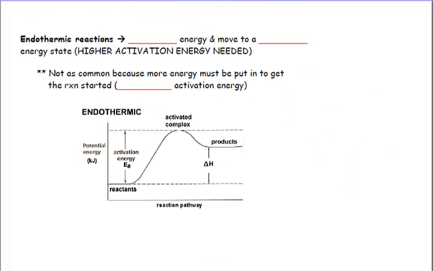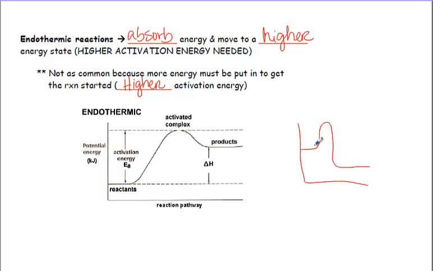And then finally, endothermic reactions absorb energy and move to a higher energy state. Higher activation energy is needed, so not as common because more energy must be put in to get the reaction started, which means a higher activation energy again. Very important. So notice, lots of activation energy here, where the other diagram is like this. Less activation energy. So this is exo here. And notice the difference in products and reactants and the energy of each.